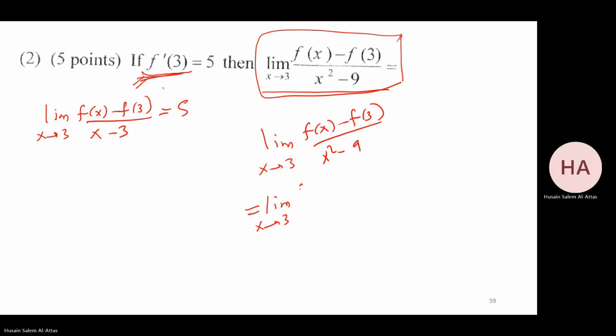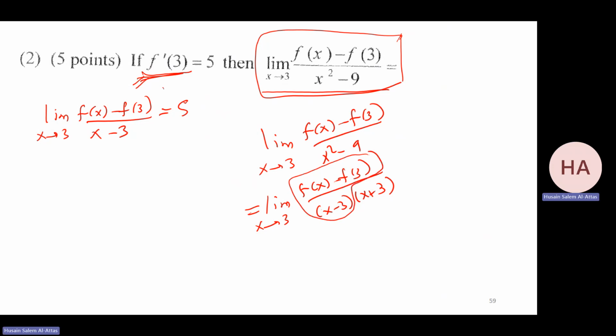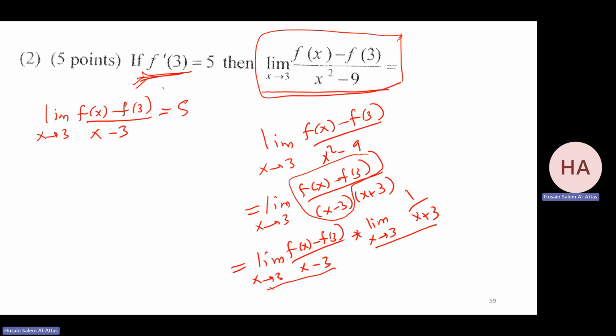I only do this. The limit as x goes to 3 of (f of x minus f of 3) over (x minus 3)(x plus 3), where this one is my limit. So this would be the limit as x goes to 3 of (f of x minus f of 3) over (x minus 3) times the limit as x goes to 3 of 1 over (x plus 3). Why can I do this? Because this limit exists, since I know this is 5. Then just substitute, nothing to worry about, 1 over 6, so it will be 5 over 6.